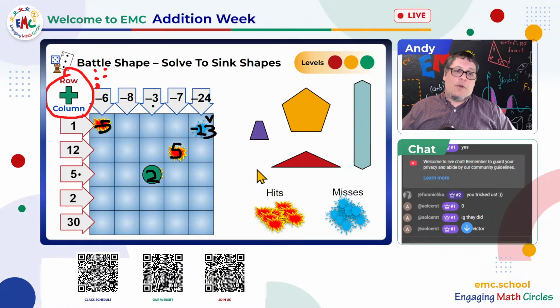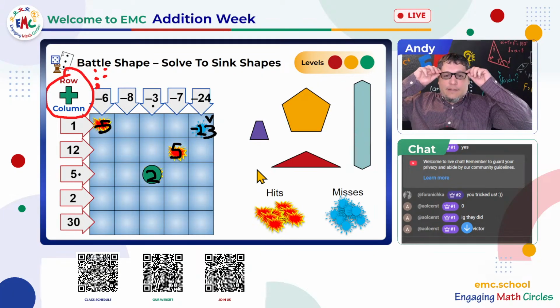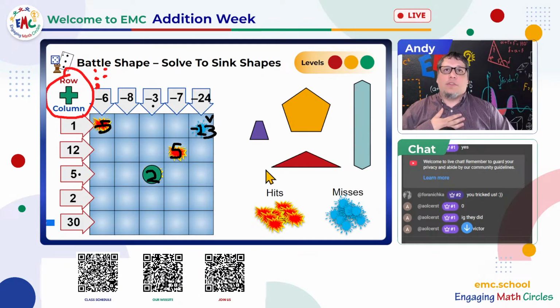I want you to get it right. I don't want you to necessarily sink the ships. These are my ships. I don't want you to sink them.